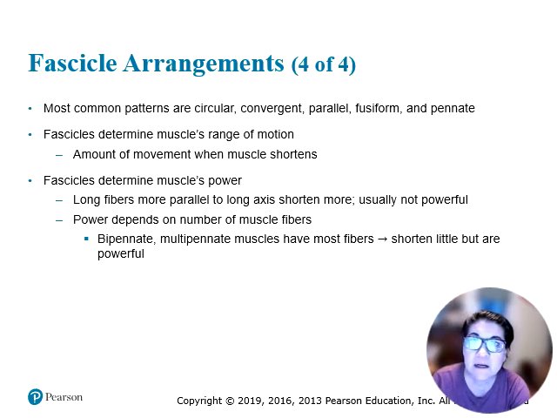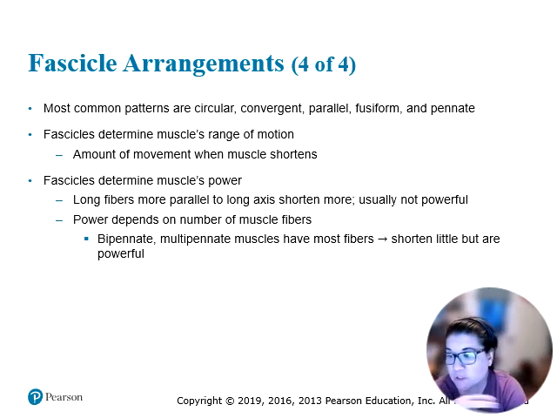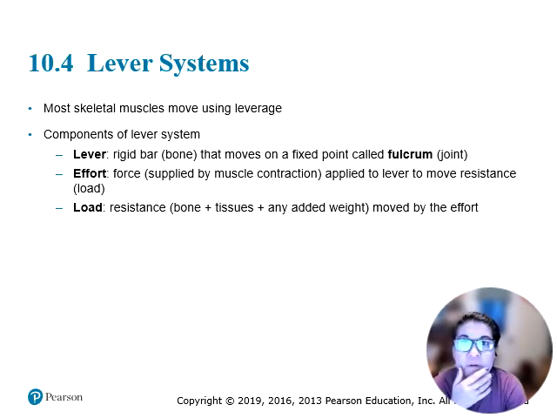Okay. So the most common ones are circular, convergent, parallel, fusiform, and pennate. There might be some other weird ones. They determine the range of motion. So the way that the grains go, that's going to determine how they're going to shorten. And if you have long fibers more parallel to the axis, they're going to shorten more, but they're not as powerful. So that's a clue on their function.